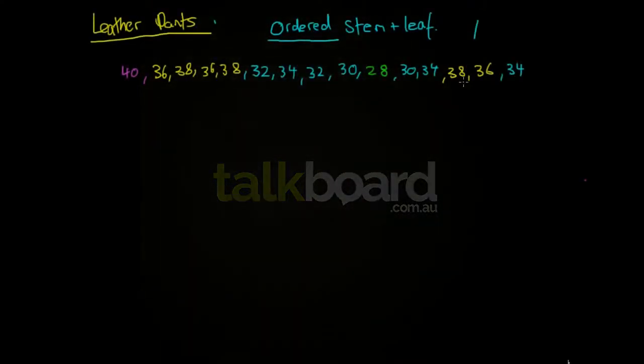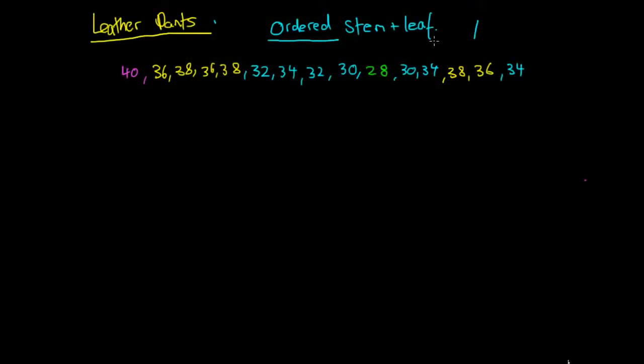Hey guys, so today we're going to be looking at what's called an ordered stem and leaf plot, and the key word here is ordered. So what I've got here is data, and basically the way I got this is I started a business. I've noticed that leather pants have been out of fashion, so I started this leather pant business and I've been making these leather pants.